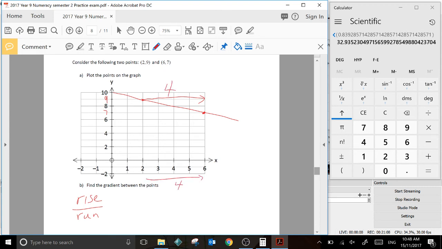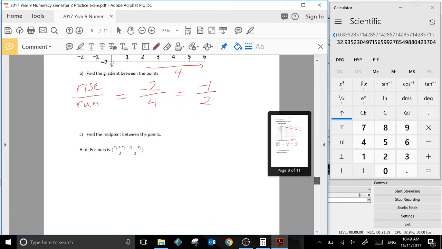Now my rise, well, notice that this time round I've actually gone down. So as I've gone across by 4, I've gone down by a certain number. And how many have I gone down? Well, I've gone from 9 down to 7. So I've gone down by 2. So my rise, I'm actually going to call negative 2 because it's gone down. So my rise over run, the rise number is negative 2. My run is 4, and so that's negative 2 quarters. And when I simplify that fraction, both those numbers divide by 2. That's negative 1/2. So the gradient of that line is negative 1/2.